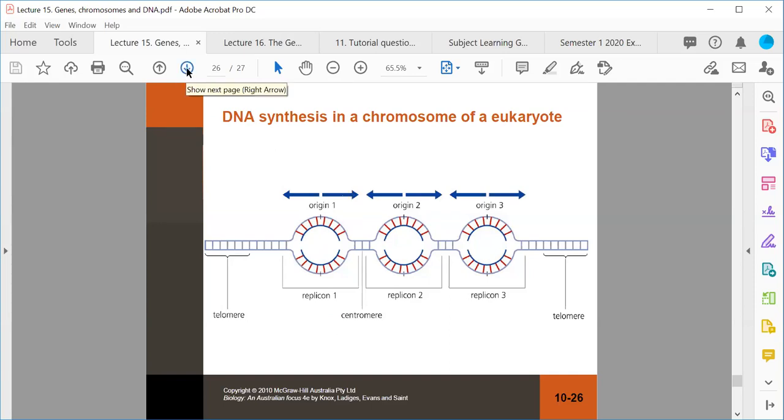So normally when DNA replication is occurring in a prokaryotic cell with just one circular chromosome, there's normally just one origin of replication that forms.